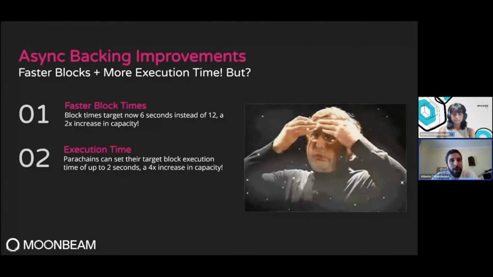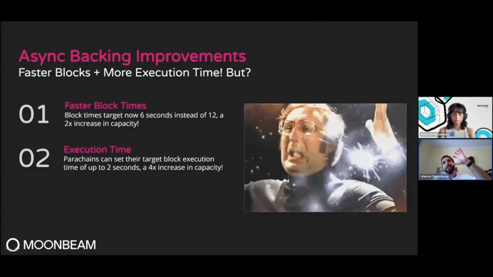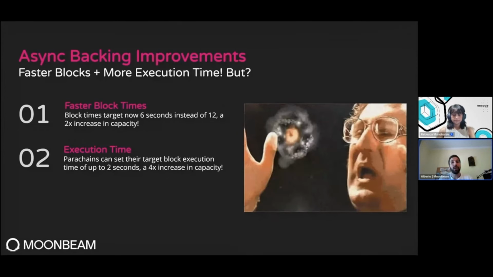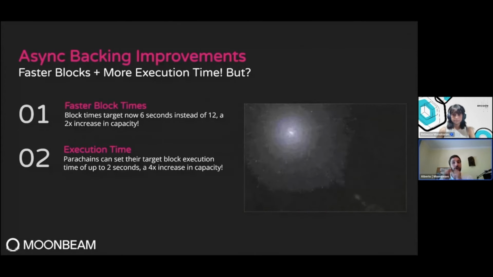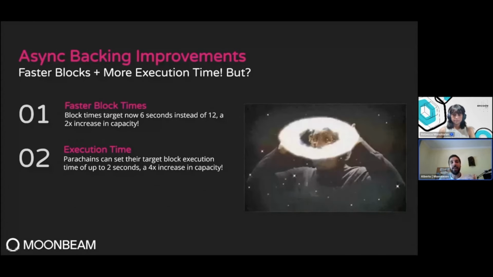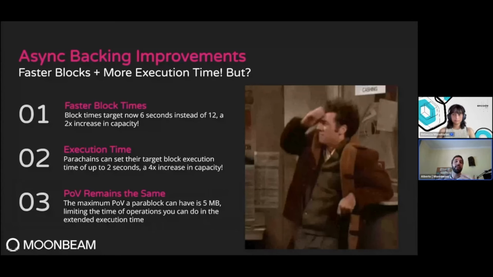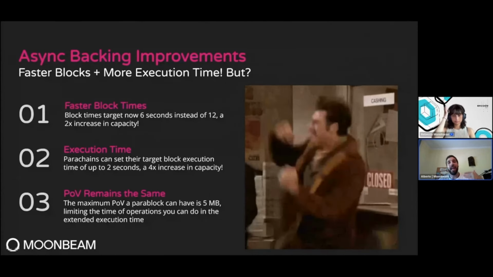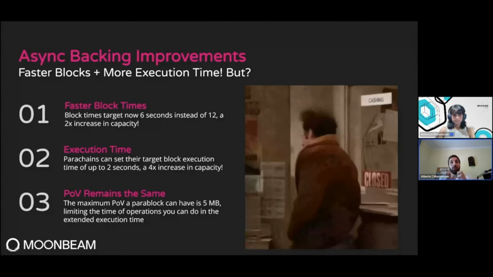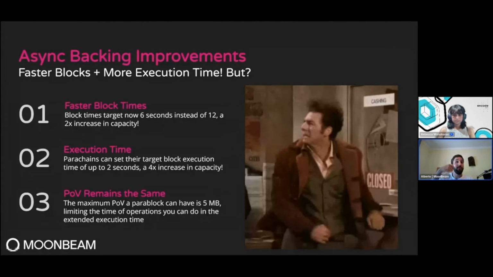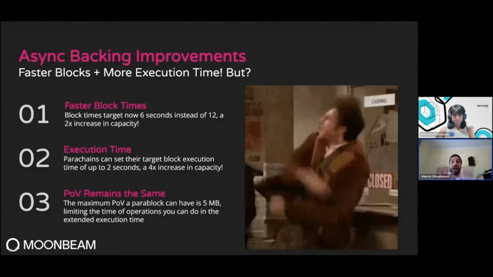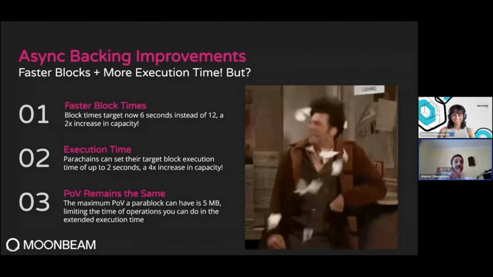However, remember what I talked about, the POV. The POV is the information the collator, the block producer, shares with the validator to check that everything was valid. But the POV size remained the same. So we have 8 times more theoretical capacity, but the amount of data we can share with the validators was fixed at 5 megabytes. You might ask why. I have no clue, to be honest.